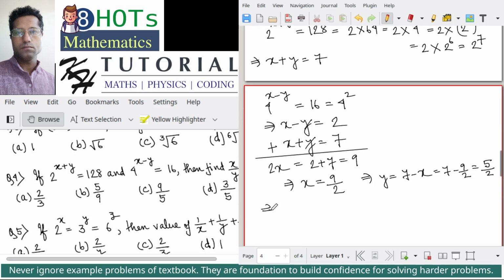Now we can say what is the value of x by y. x by y is 9 by 2, divided by 5 by 2. After simplification this becomes 9 by 5, and hence the correct choice is C. C is the correct choice.